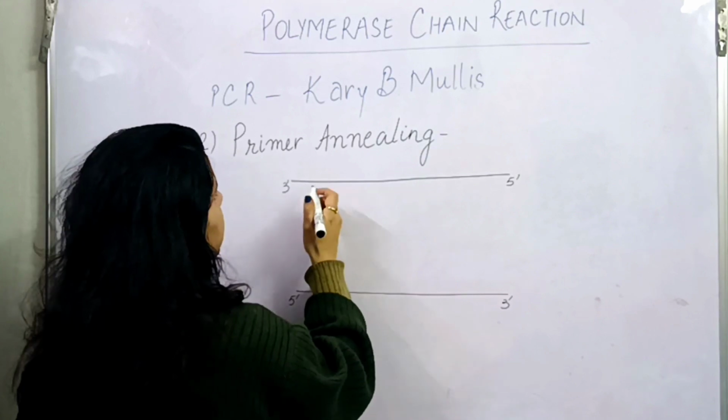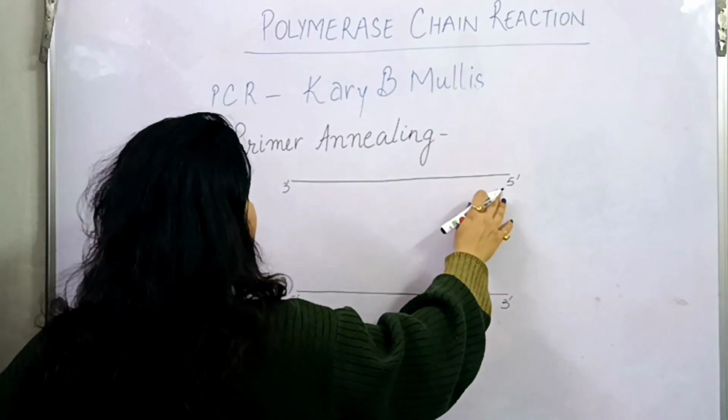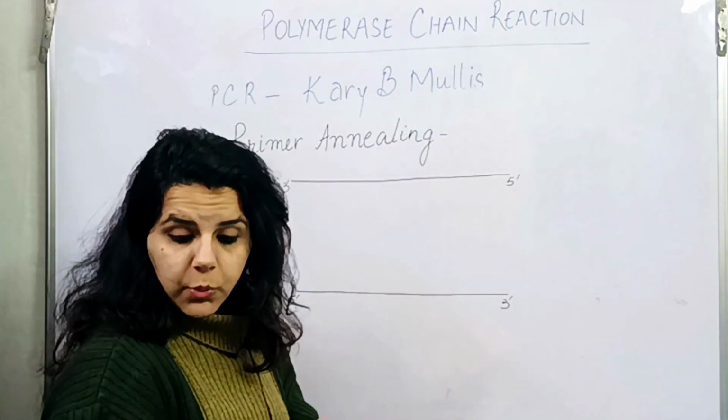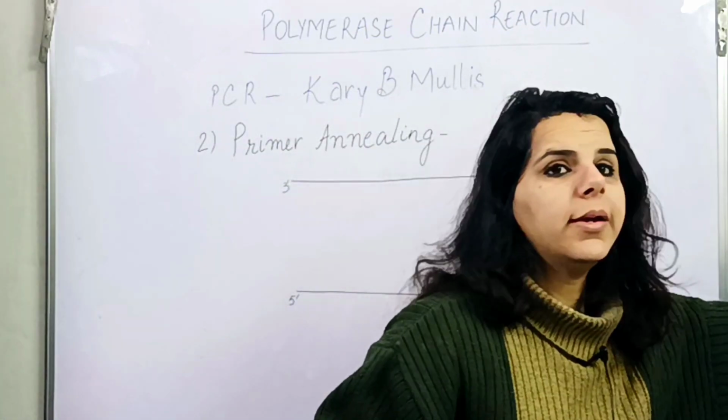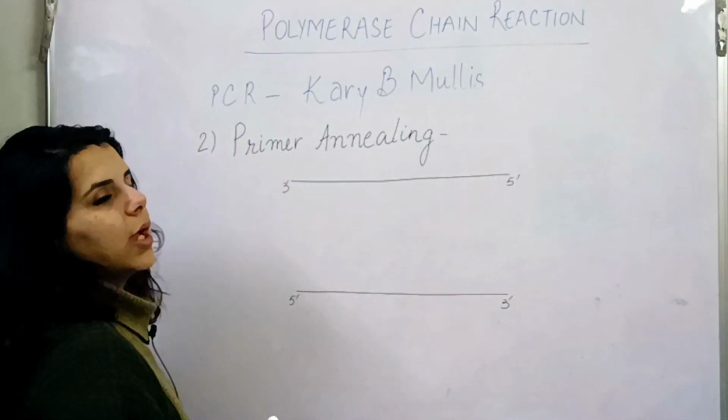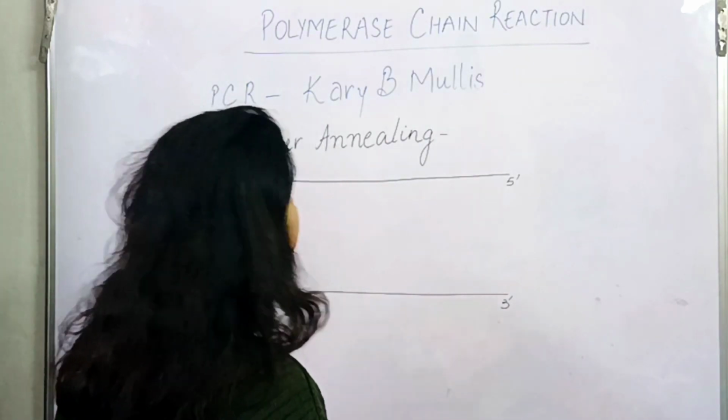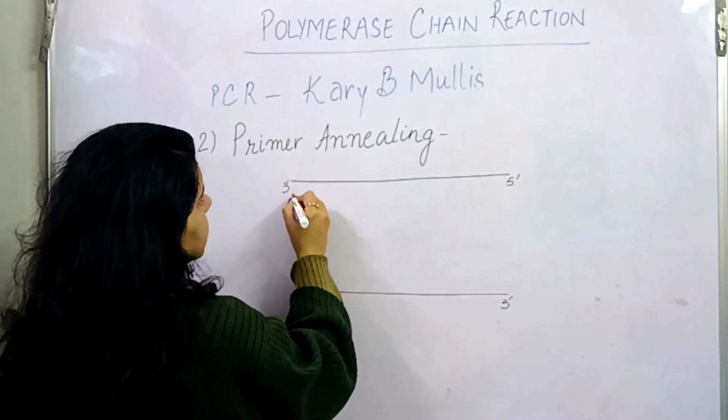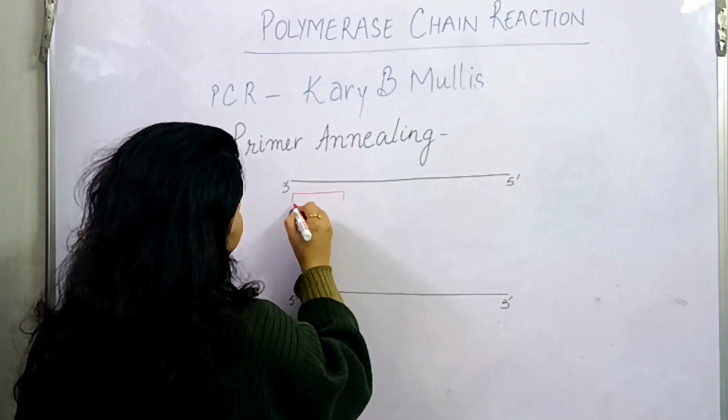So now this is the first strand of DNA. Now the question comes: where am I going to attach the primer, or at what place is the primer going to be attached? So now say this is the RNA primer.